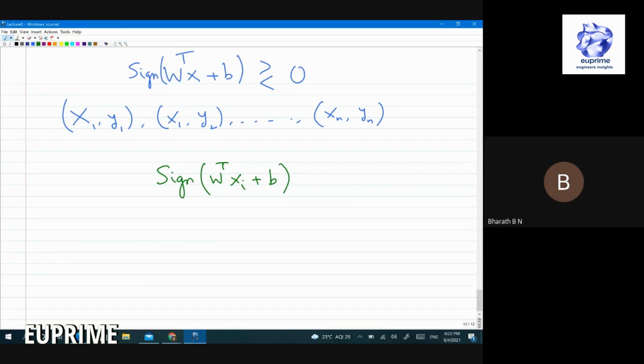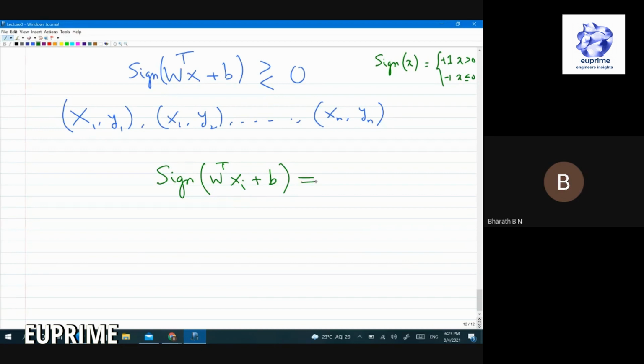Okay, so let's define my own sign here. Sign of x in my case would be +1 if x is greater than 0, and -1 if x is less than or equal to 0. Is that okay? I'll define my own sign here. Now this sign of W transpose xi plus b will tell me whether xi, the ith data point or the ith email, is spam or non-spam.